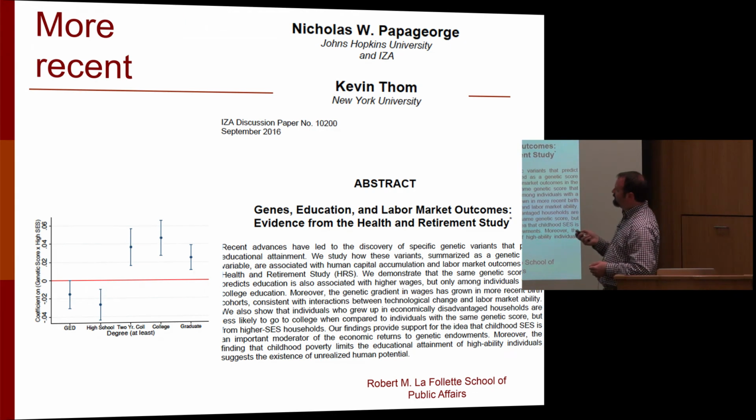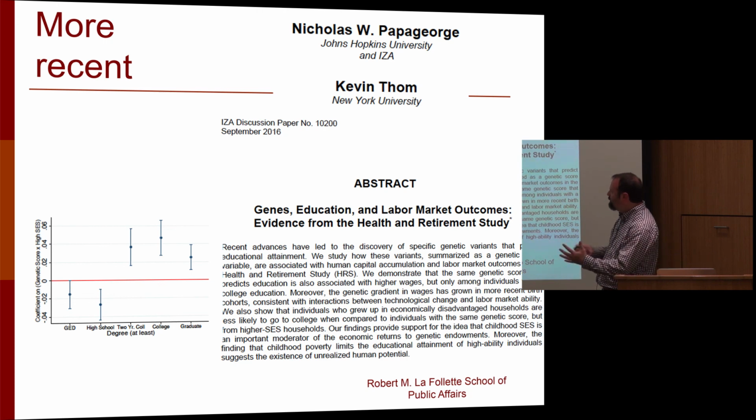A little bit more recent, a couple months ago in the economics realm, there's something similar. It's also the Health and Retirement Study. It's also examining years of schooling outcomes, and they also find evidence between the polygenic score I described, parents' background or family SES, and years of schooling.